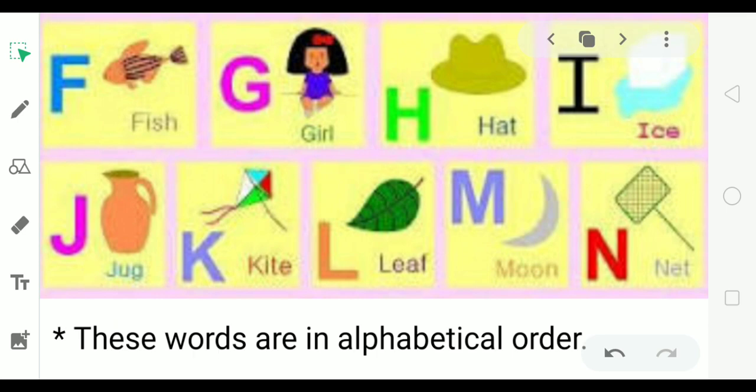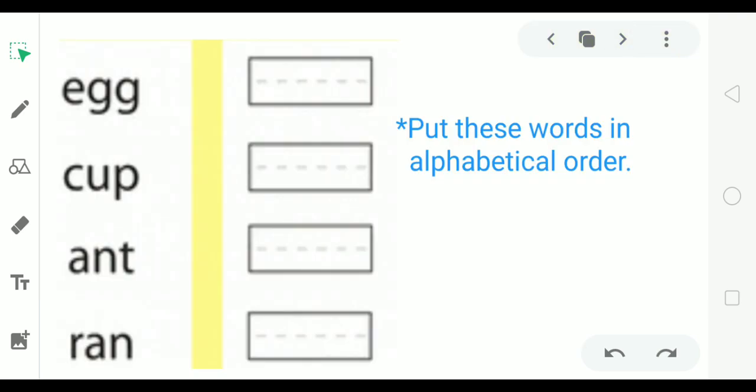Let us now look at another list of words with pictures. Fish, girl, hat, ice, jug, kite, leaf, moon, net. These words are in alphabetical order. Let us now look at another list of words. Put these words in alphabetical order.